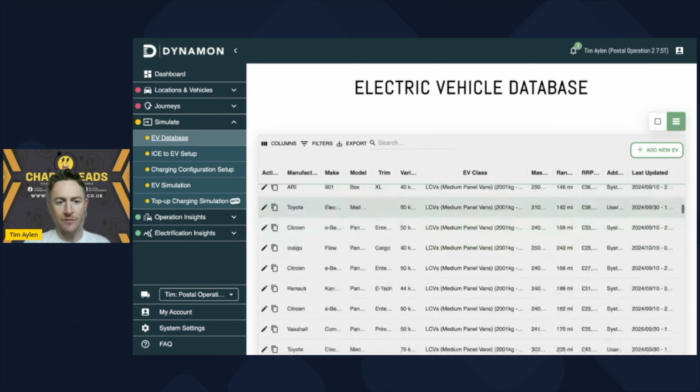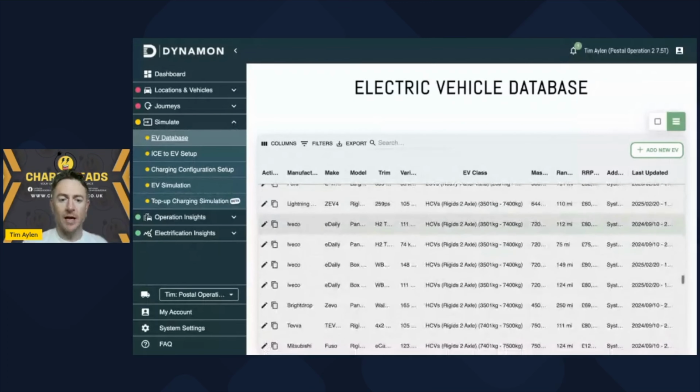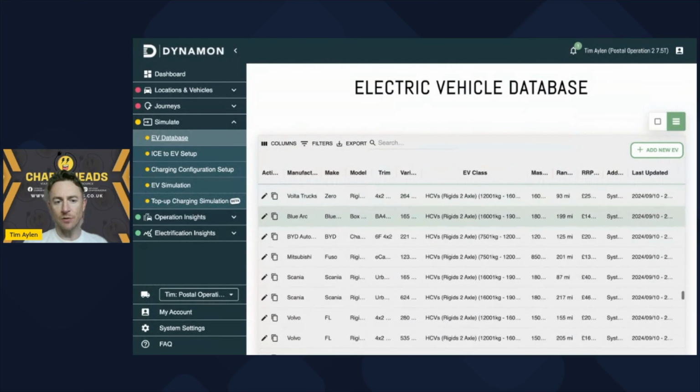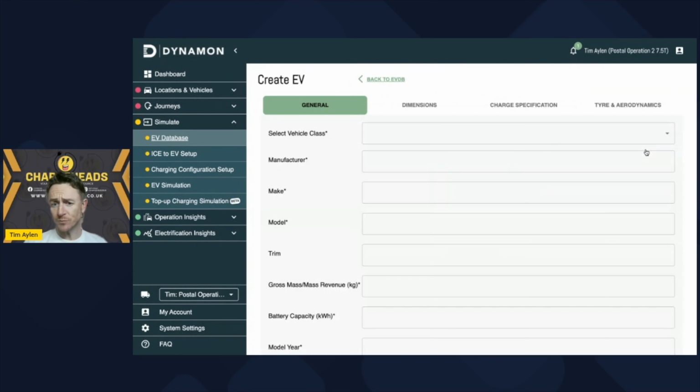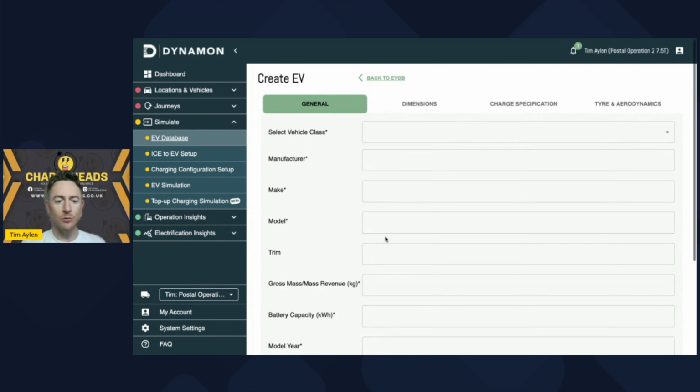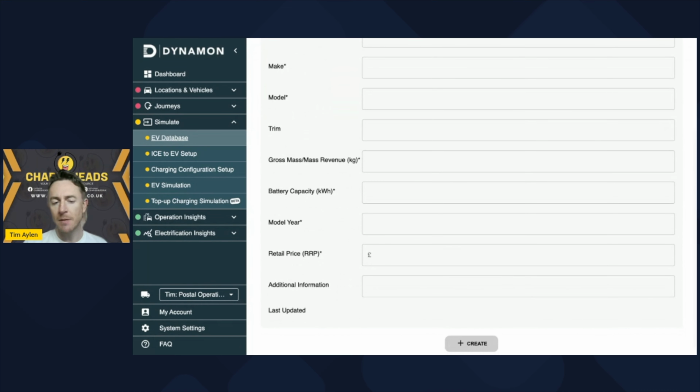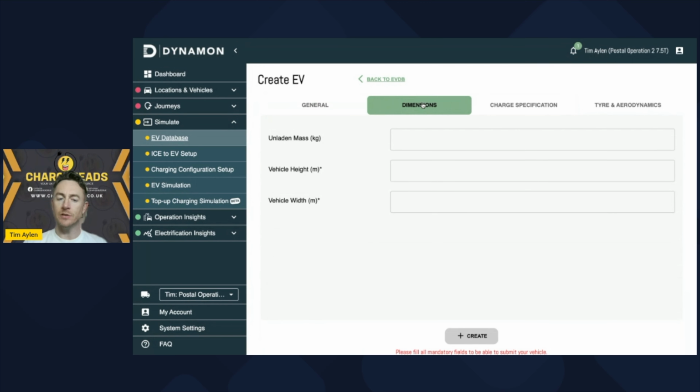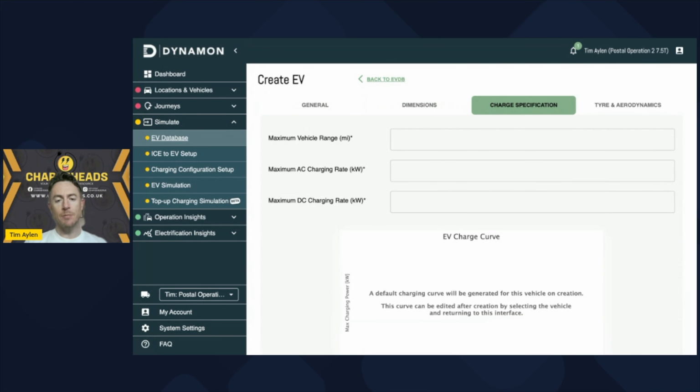Now we've got loads and loads of vehicles in here, probably 90% of all vehicles, specifically the vans, trucks and buses side. So you can actually add a vehicle very simply. You can put in the vehicle class, manufacturer, make, model, trim, weight, battery capacity, model year, price to understand TCO, the total cost of ownership at the end, any additional information, the dimensions, and charge specification, because not all vehicles, when you're talking about AC charging and DC charging, are the same. This is to understand what the vehicle can actually take on board in terms of charge, to make sure it's accurate when assessing the feasibility of that vehicle working in the operation.